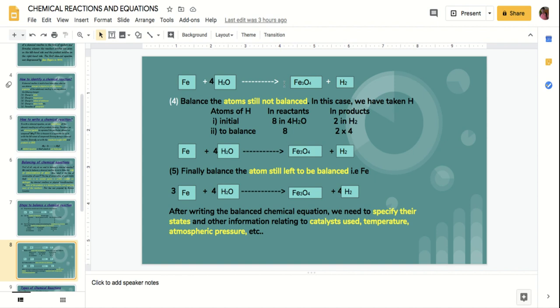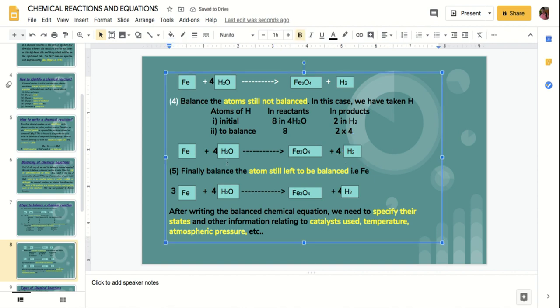See, in the next equation we have already got that. Fe, sorry, I think that is not visible. Yes, now it is visible. That is Fe plus 4H2O gives Fe3O4 plus 4H2. So this is that 4H2O. Now finally, we need to balance the atom still left to be balanced. Now H is balanced, oxygen is balanced. What is the other element? That is Fe. Now we finally balance the Fe atoms.